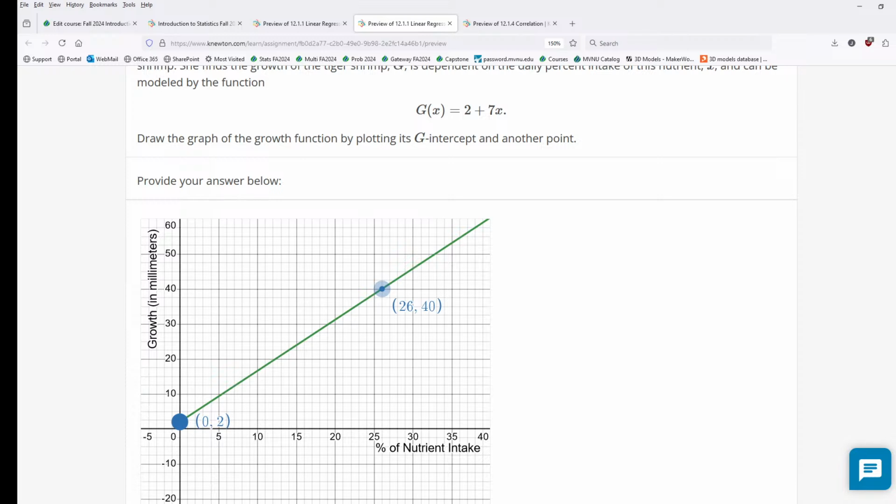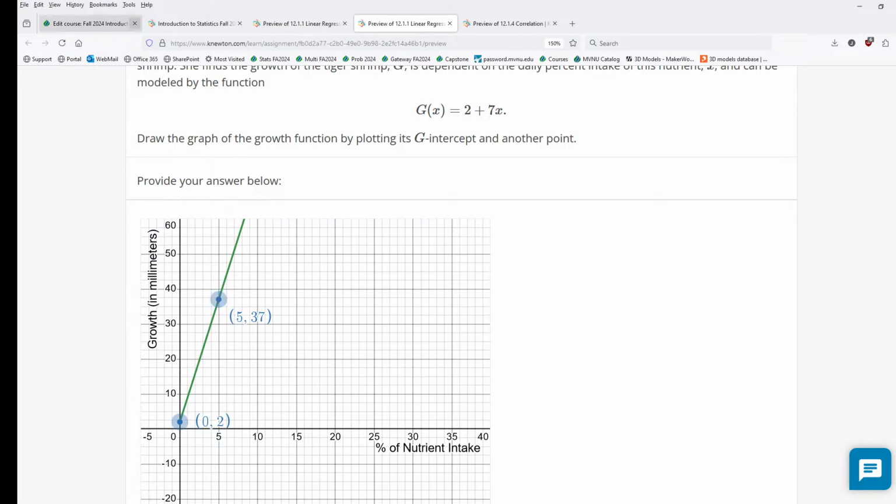And then I just have to, if I go over 10, oh, it went too far there. If I go over to 10, 10 times 7 is going to be too far. How about 5? 5 times 7 is 35, plus 2 is 37. So there it is. So you'll have questions like that.